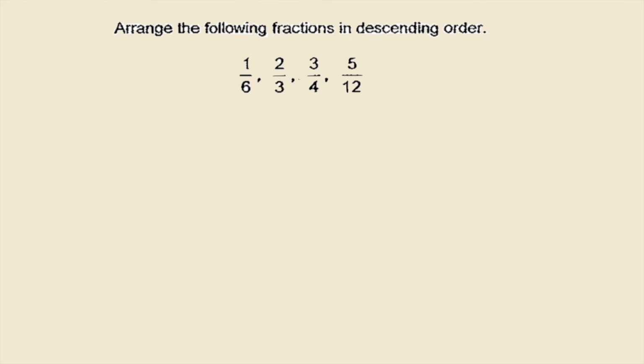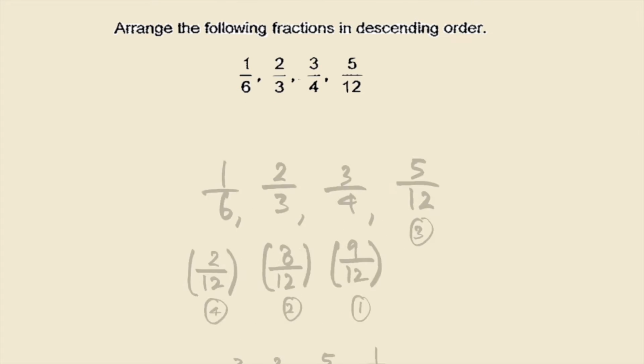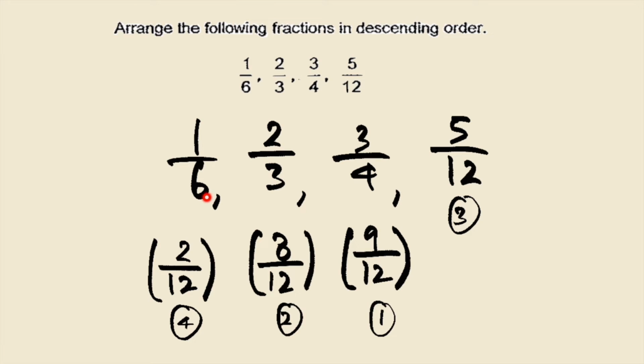Arrange in descending order. So here we have none of the numerators the same, none of the denominators the same. But thankfully, look at the denominators here. They can all be turned easily into 12, can they not? So let's do that. We are going to multiply by 2, both sides, and then we get 2/12, 8/12, 9/12. In descending order, what's the largest fraction over here? The largest one will be the one with the largest numerator.